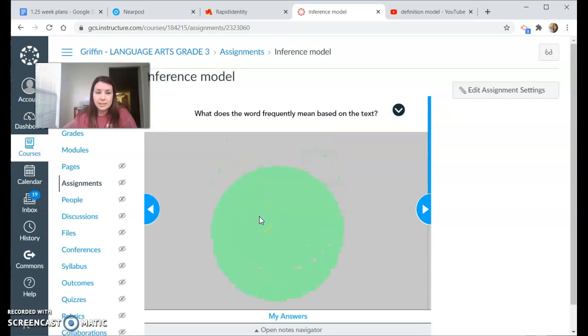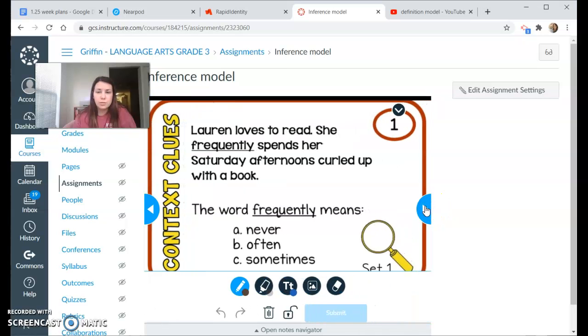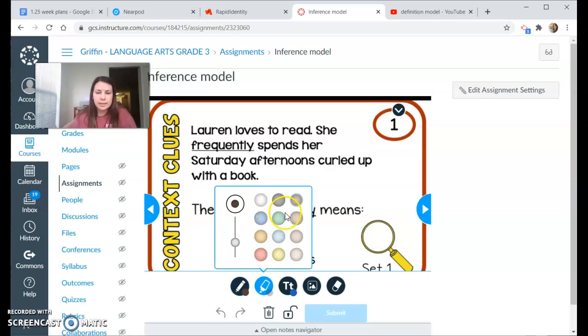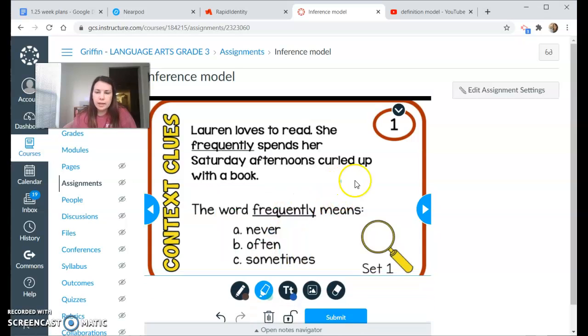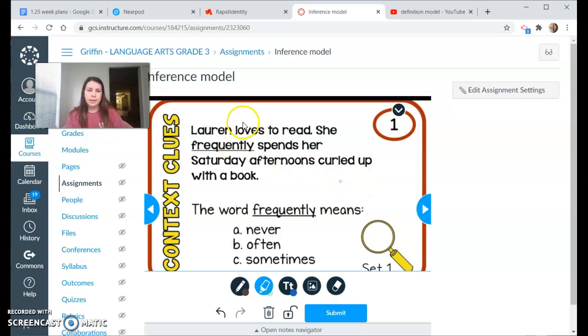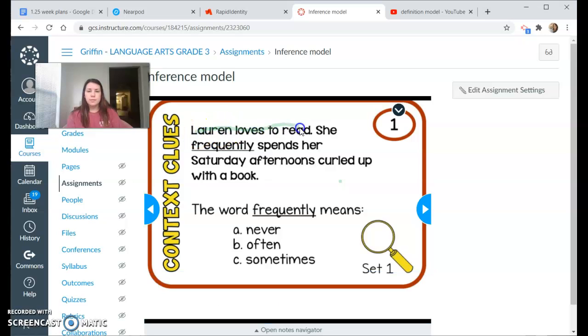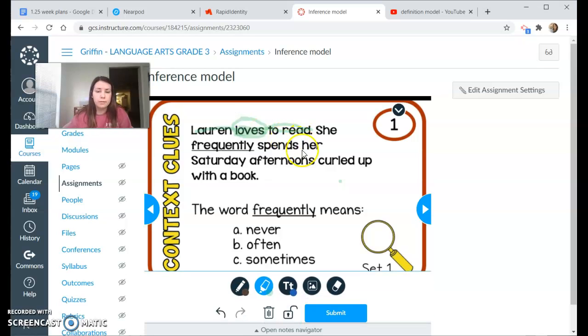Okay, I didn't click submit. We need to click submit. It let me know that I'm right with the green circle. So now I can go to the last thing I need to do, which is I need to highlight the clues in the text that helped me figure out what frequently means. So I clicked the highlighter pen in Nearpod. I'm going to click green. I clicked out, and the clue that helped me know that frequently means often, that she often reads in the afternoons, is that she loves to read. So especially this loves part, I might even circle it. That's what helped me know that frequently meant she often curls up with the book.